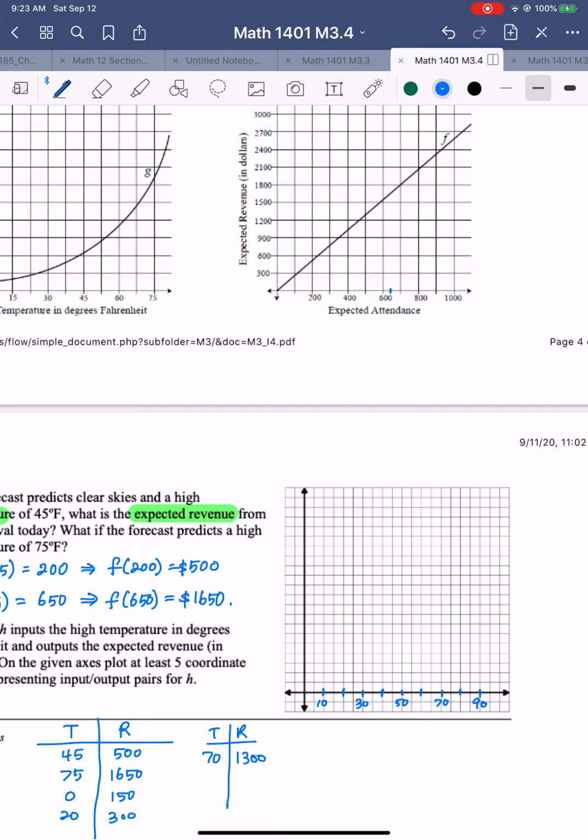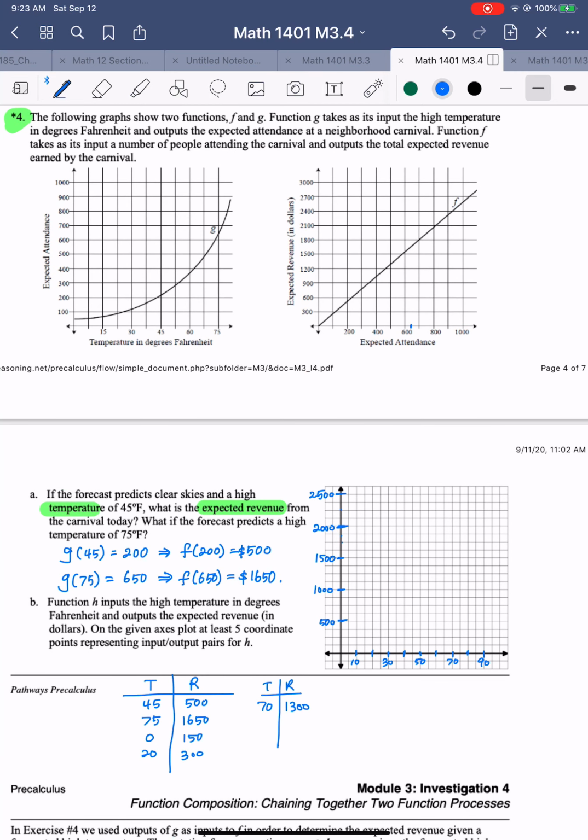make every 4 small marks be 500: 1, 2, 3, 4, 1,000, 1, 2, 3, 4, 1,500, 1, 2, 3, 4, 2,000, 1, 2, 3, 4, 2,500. So 500, 1,000, 1,500, 2,000, and 2,500. I think that'll be enough, right? Because the largest number is 1650 anyway, okay?